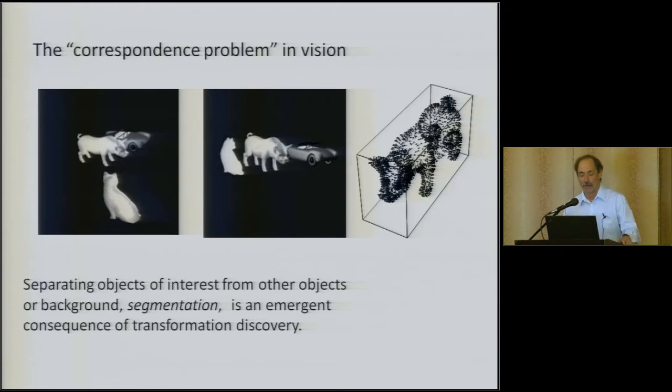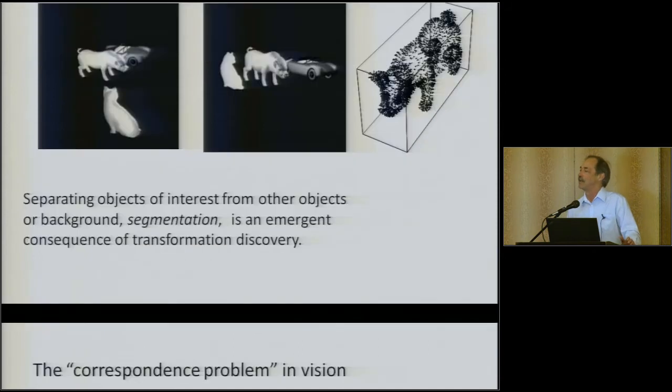There's a little note down here that one of the processes that has been assumed to be important in vision is pre-segmentation of the image into separate objects. But it turns out that if you have transformation discovery, that segmentation is an emergent consequence. It doesn't have to be done as a separate step.